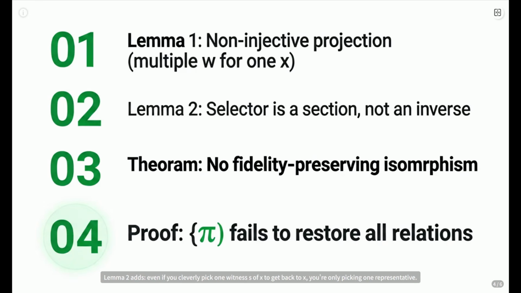Lemma 2 adds, even if you cleverly pick one witness s(x) to get back to x, you're only picking one representative. You lose all the other possible completions. So, no perfect two-way mapping preserving everything can exist. The projection simply doesn't hold the full ontology.